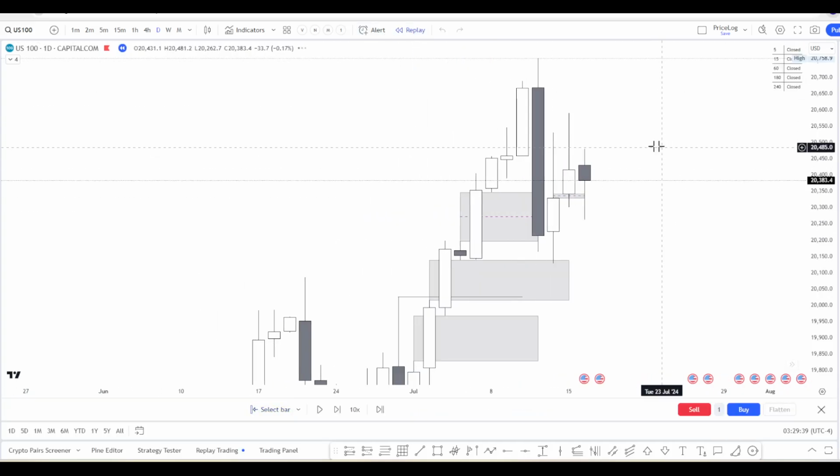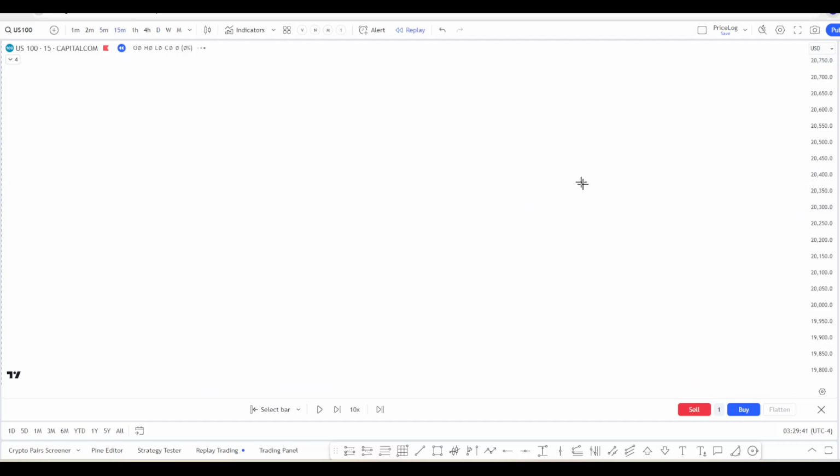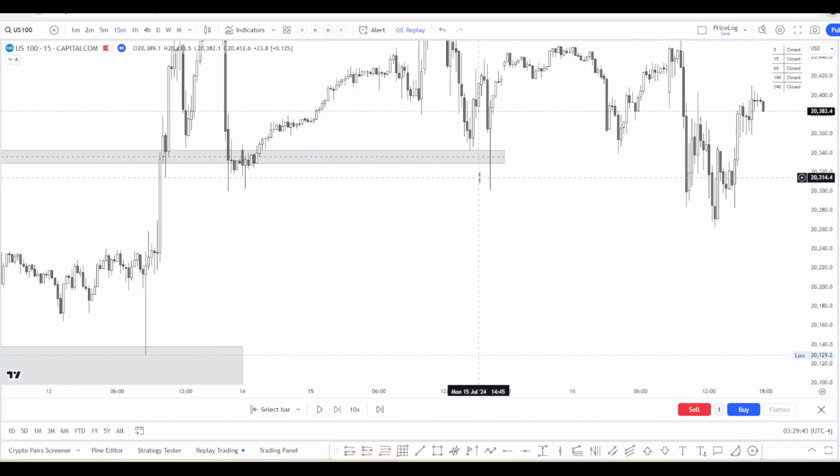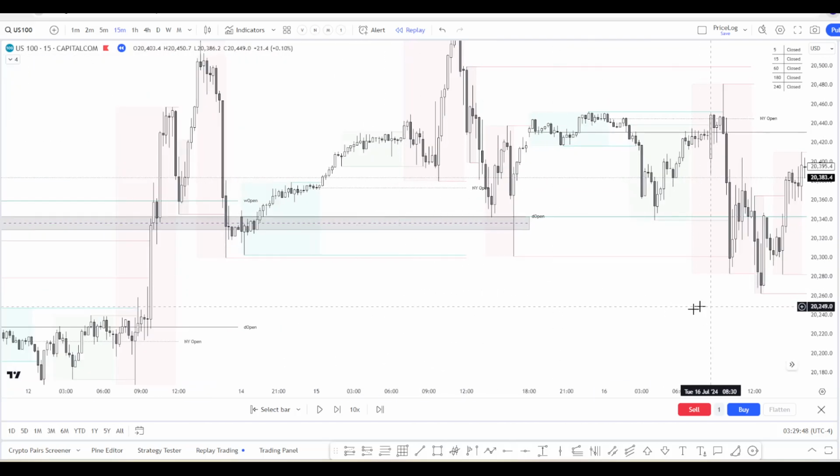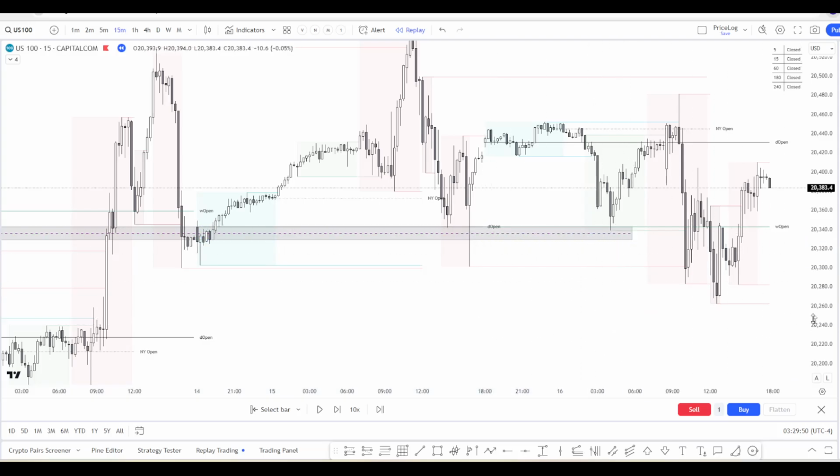Let's try for the fun of it and dive into the 15-minute chart and see with our sessions if we can actually find some entries.